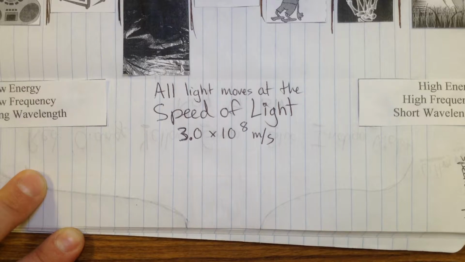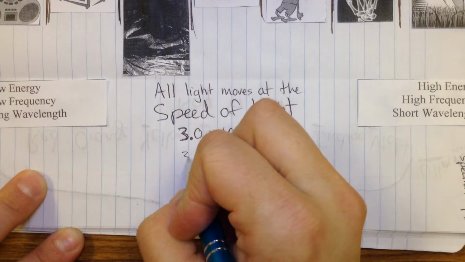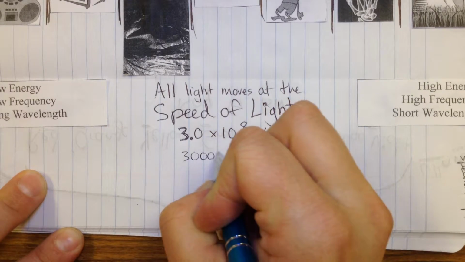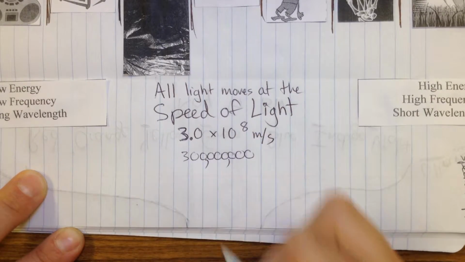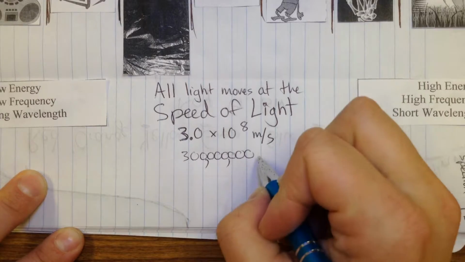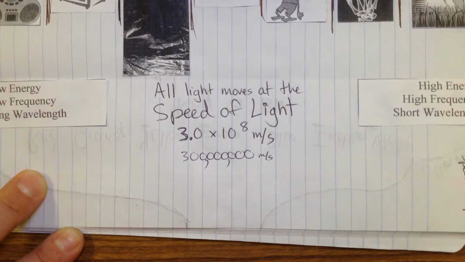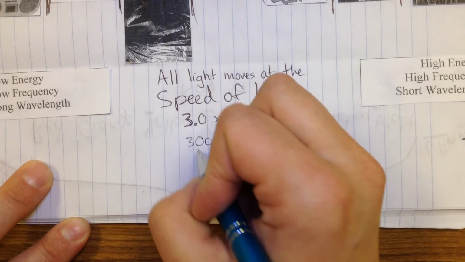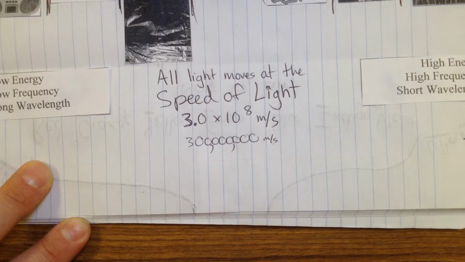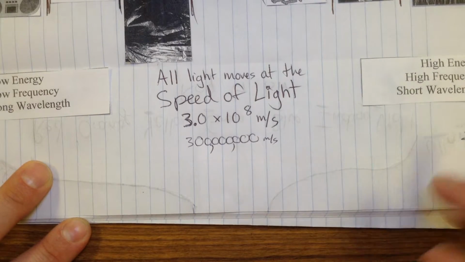Okay? So to give you an idea, that's 1, 2, 3, 4, 5, 6, 7, 8 zeros. Okay? Meters per second. Right? Really, really, really fast. Okay? Nothing travels faster. All right?